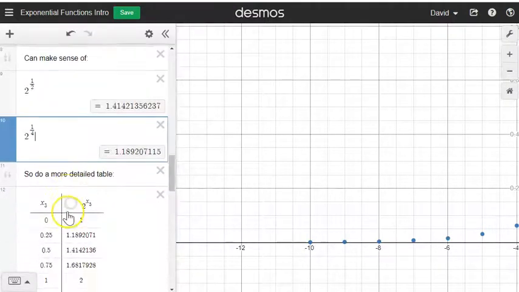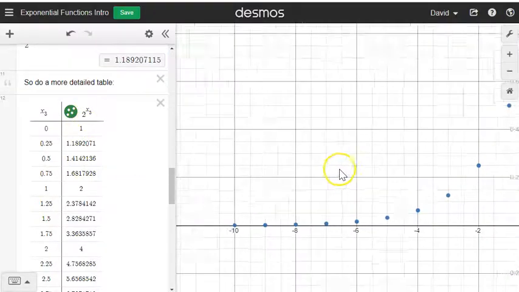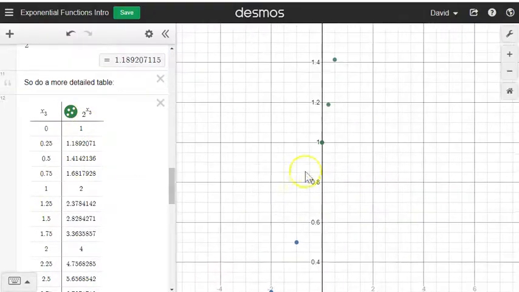So we could even just do a more detailed table. For example, let's just go by quarters. Let's say go from 0 to a quarter to a half to 3/4 to 1. We're going to put in a more detailed list of x's, and we're still looking at 2 to all those different x's. What happens when we take a fixed base to a bunch of different powers?